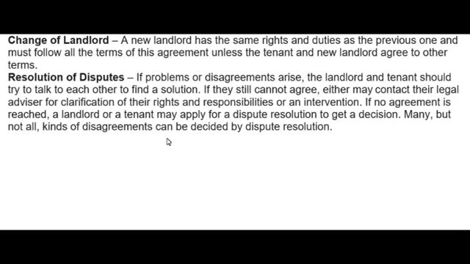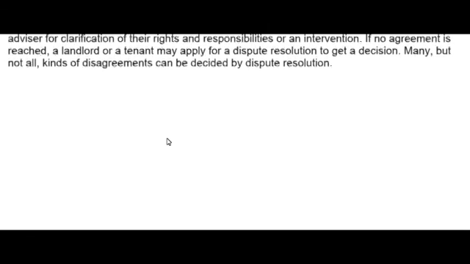Resolution of disputes. If problems or disagreements arise, the landlord and tenant should try to talk to each other to find a solution. If they still cannot agree, either may contact their legal advisor for clarification of their rights and responsibilities or an intervention. If no agreement is reached, a landlord or a tenant may apply for a dispute resolution to get a decision. Many, but not all, kinds of disagreements can be decided by dispute resolution.